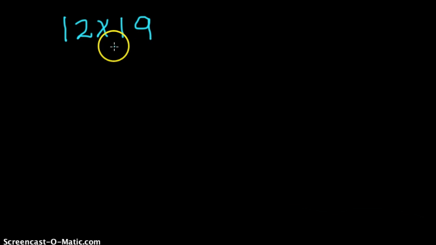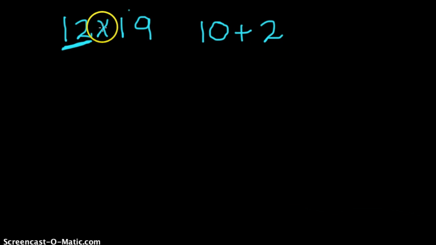There's 12 times 19. Our first step would be to expand, or write this, in expanded form. And I know that expanded form is the tens and the ones. And when you add those back together, you get 12. So there's a 2 in the ones place and a group of 10 here in 12. So then I want to multiply that by this set of numbers.